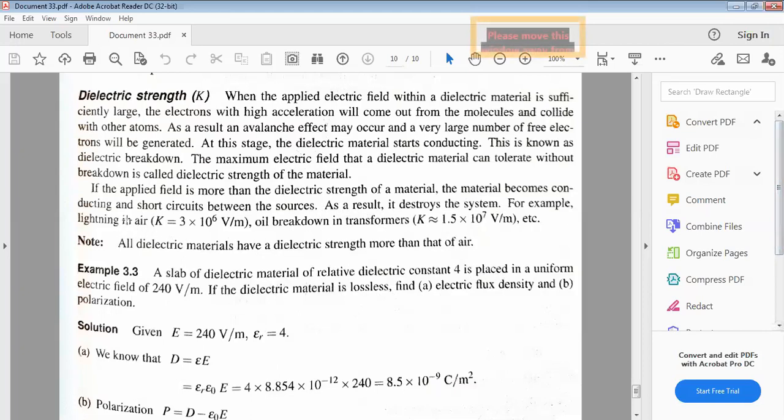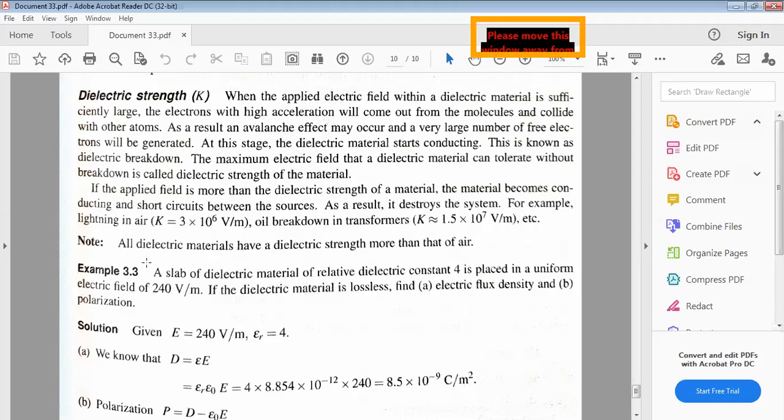For example, lightning in air: K equal to 3 × 10⁶ volt per meter. When thunderstorms come and the lightning effect is there, our electronic gadgets are all damaged: TV, fridge, and almost all the nearby electronic appliances. Lightning in air, K equal to 3 × 10⁶, 3 megavolts per meter. But all our electronic appliances are designed for 230 volts and 50 hertz frequency, with a current range of about 0.5 amperes.